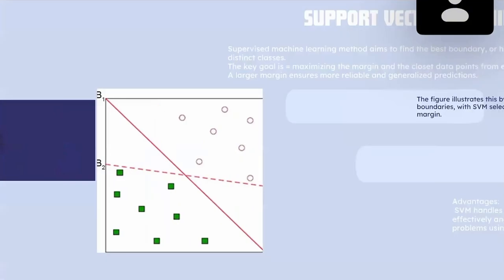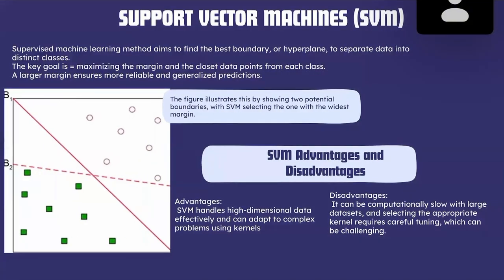So support vector machine, also called SVM, is a supervised learning method that tries to find the best boundary or hyperplane to separate different classes of data. The goal is to maximize the margin, the distance between the hyperplane and the nearest data point from each class. A larger margin usually means the model is more reliable.